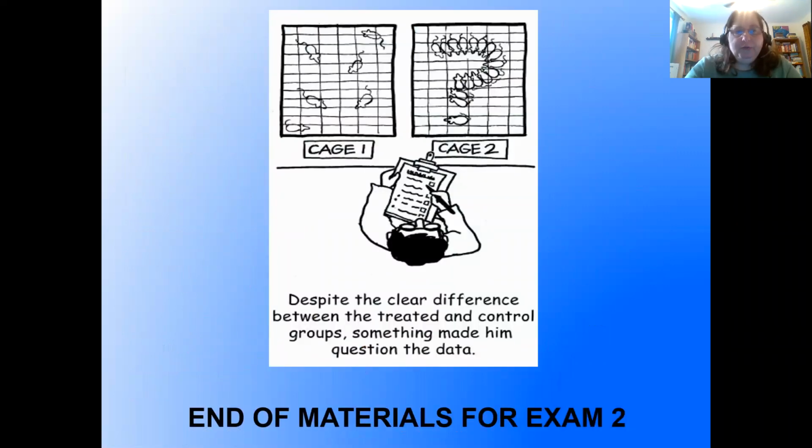Despite the clear difference between the treated and control groups, something made him question the data. Yeah, I told you they don't get better. But what's my point here? My point is always be careful whenever you're working with data to look at the original data. Don't just jump into, am I going to run a t-test? Now that you're starting to get to know fancier tests, don't just jump into, am I going to run this test? Don't forget about your good old frequencies and descriptives.